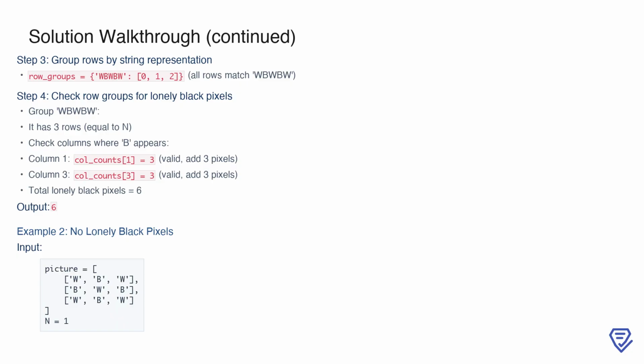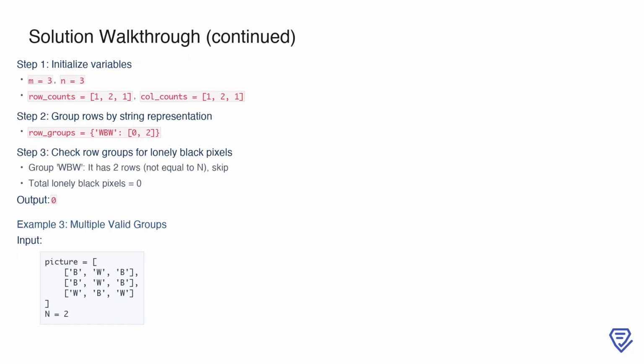Now, let's consider a second example to illustrate a case where there are no lonely black pixels. In this new example, the input picture is a 3x3 grid, and n is 1. After analyzing the grid, we initialize the dimensions as 3 rows and 3 columns. We calculate the black pixel counts for the rows and columns. Row_counts becomes 1, 2, 1, since the first and third rows each have 1 black pixel, and the second row has 2. Similarly, col_counts is 1, 2, 1, reflecting the black pixel counts in each column.